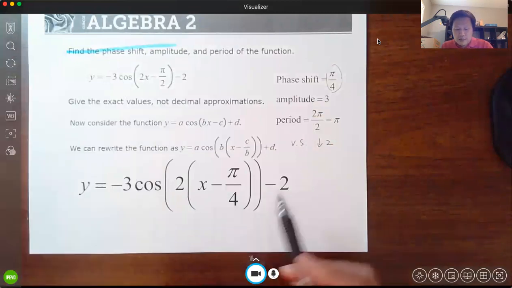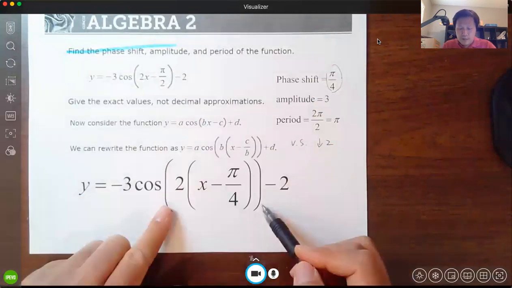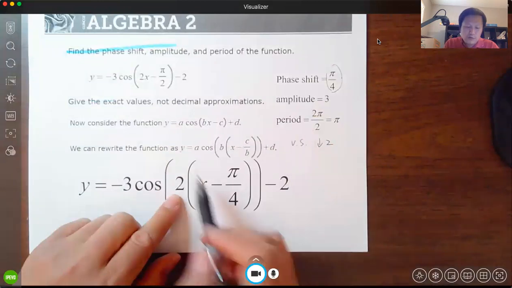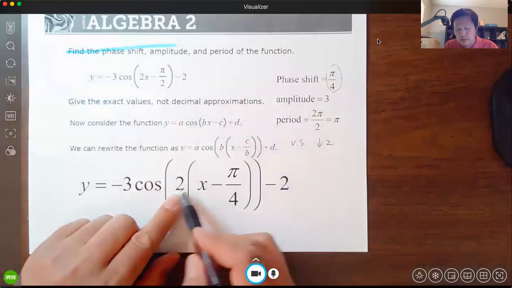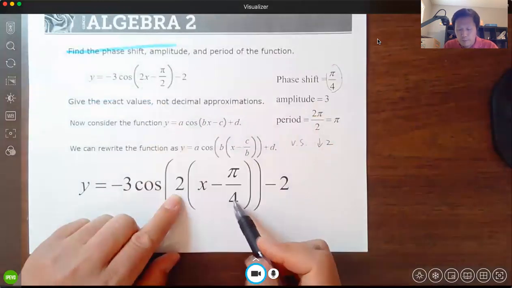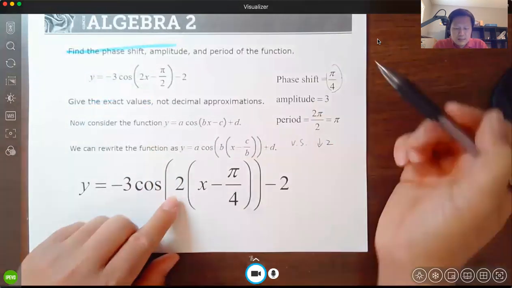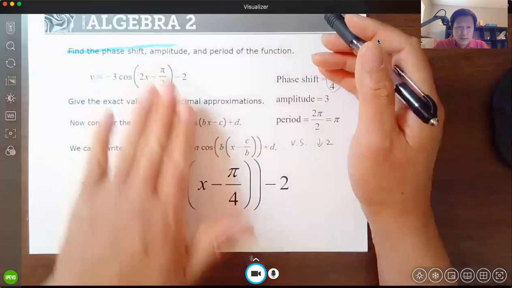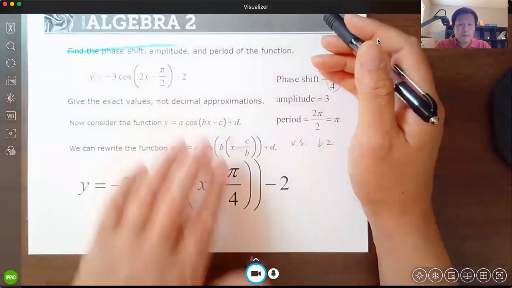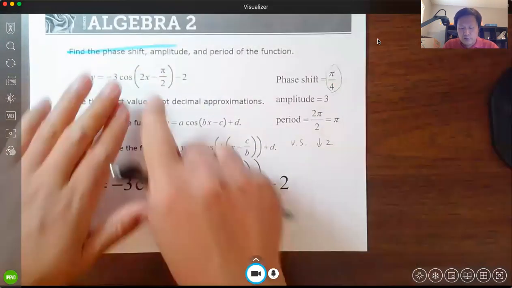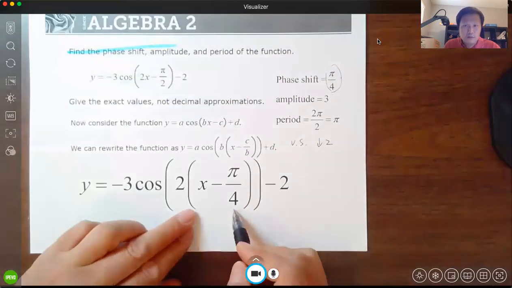So we have a nested parentheses here. If you distribute 2 to x, you get 2x. If you distribute 2 to minus pi over 4, you get minus pi over 2. This is exactly the same expression as this. But once you factor 2 out, now you can read the phase shift.